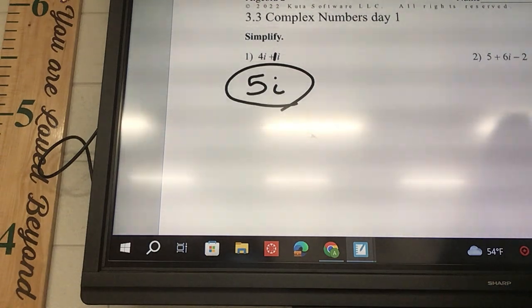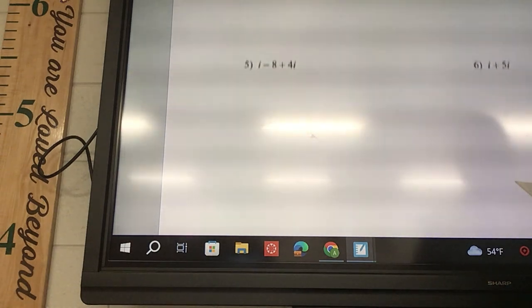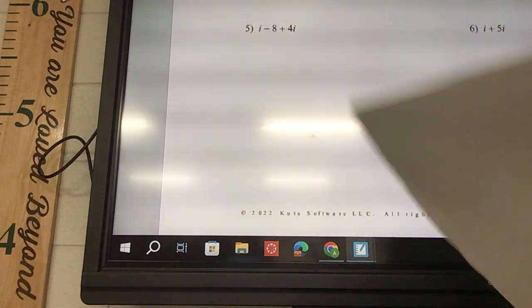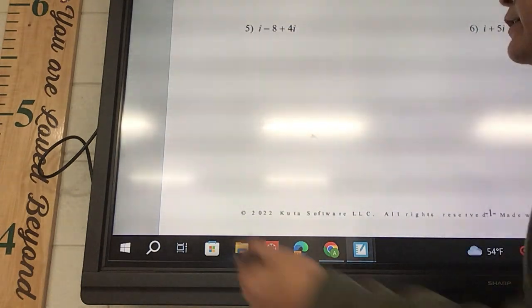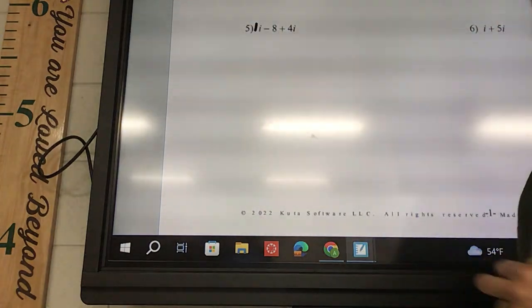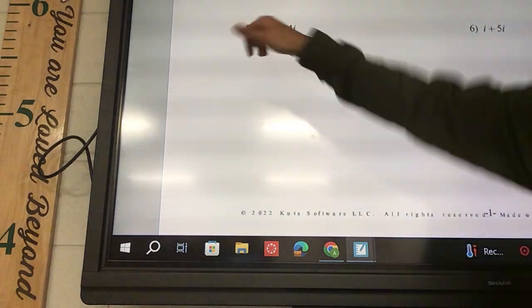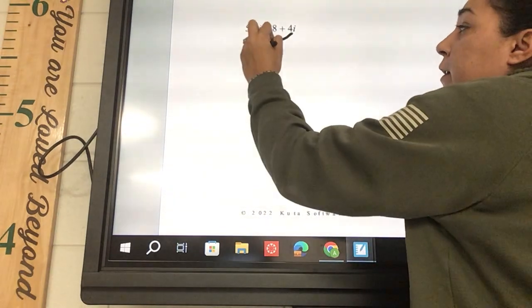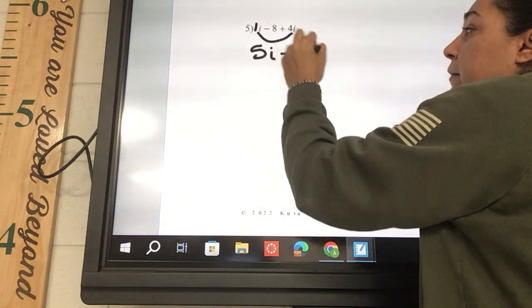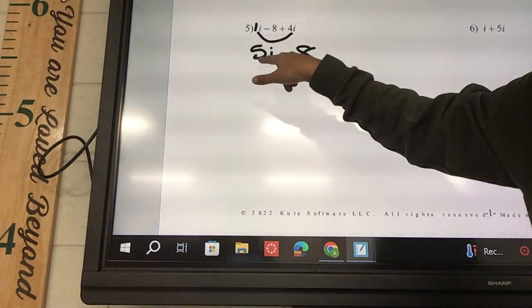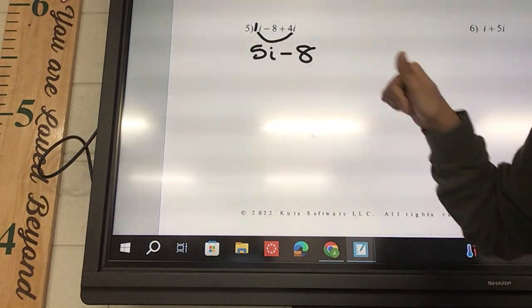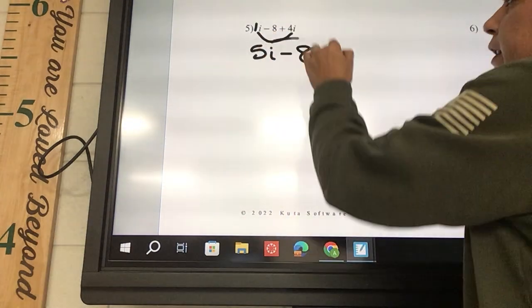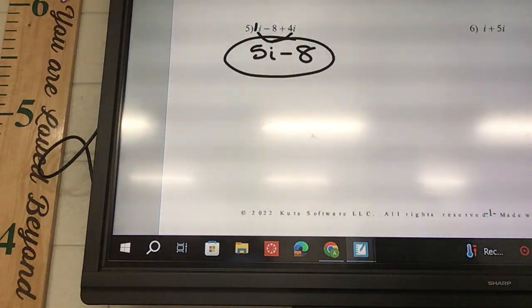I'm going to hop around just a second. I'm going to go to number 5 first, and then I'll go back to 4. For this one, again, there's a 1 in front of this i. This one has an i, this one has no i, and this one has an i, so we can put the i's together. 4 and a 1 is going to give me 5i, and I still have that -8. I can't put these two together because one has an i and one doesn't, so it's going to be left just like this: 5i minus 8, or you could write -8 plus 5i. It is the exact same thing.